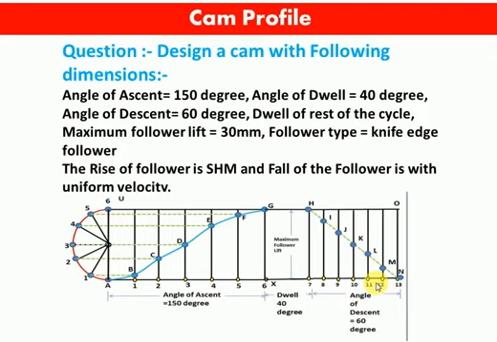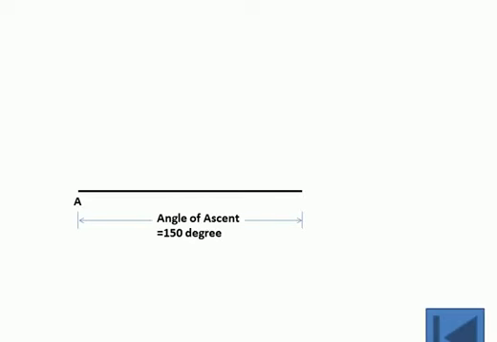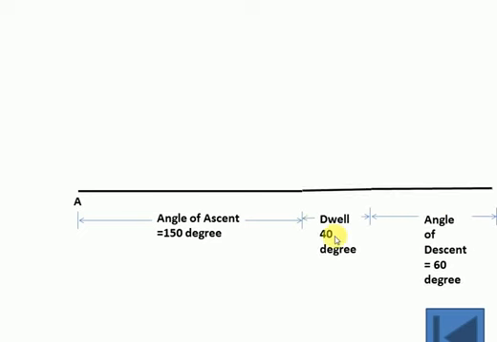So how I'll do it is, as we have done previously also, first of all we'll take any point A, we'll draw a horizontal line as angle of ascent which is 150 degrees, then we'll take a dwell as 40 degrees, and then we'll take angle of descent as 60 degrees. Here I have taken 15 degrees equal to 1 centimeter, that is, for 150 degrees we have a 10 centimeter line. AU is the maximum follower lift.